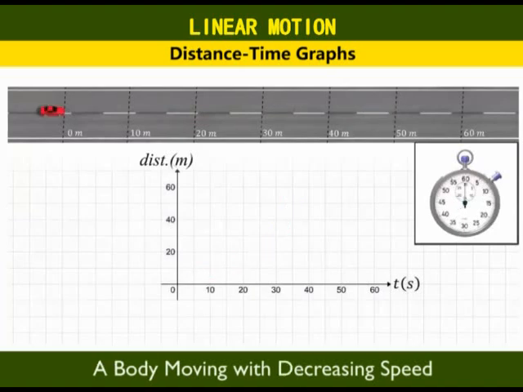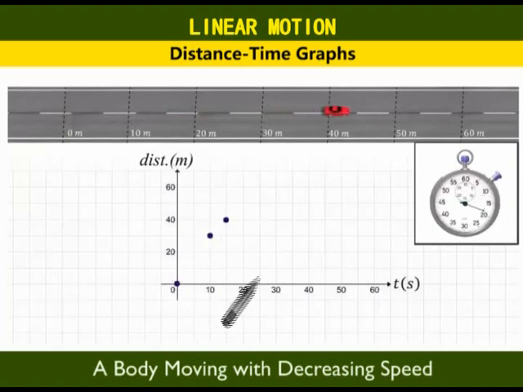What if the speed is decreasing? A decreasing speed means the car takes longer and longer to cover a given distance over time. For example, let's take a car moving with uniform speed and takes 10 seconds to cover 30 meters. Then it takes another 5 seconds to cover 10 meters.